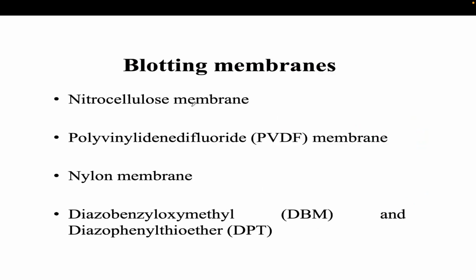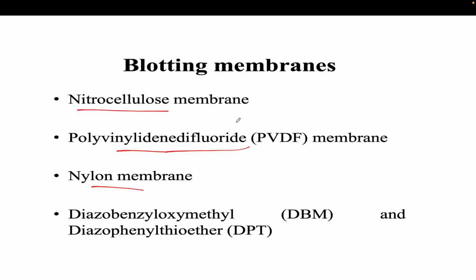So there are different types of blotting membranes that we generally use in our lab: the nitrocellulose membrane, then the PVDF membrane, nylon membrane, and DBM and DPT membranes. The nitrocellulose and PVDF membranes are generally used for protein samples. They are also used for DNA as well as RNA samples, but the most common use of this type of membrane is for protein samples. And DBM and DPT are generally used for RNA samples. So these are the different types of membrane.